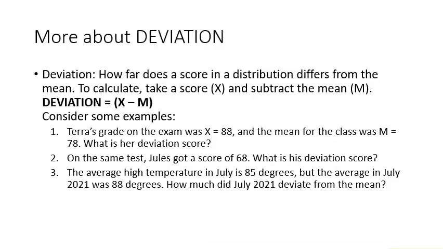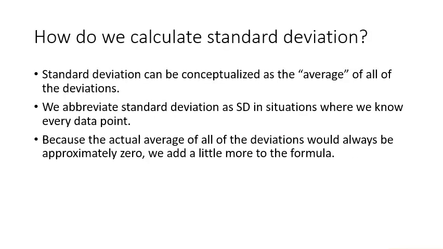So a little bit more. We already know that to calculate a deviation, we take each score minus the mean. So if Tara's grade was 88 and the mean was 78, her deviation score equals 88 minus 78 equals 10. And we can see similar examples. We've done quite a few of these so far.